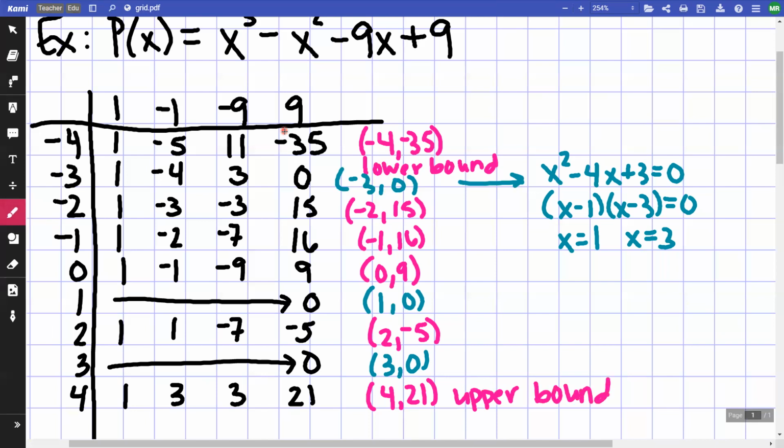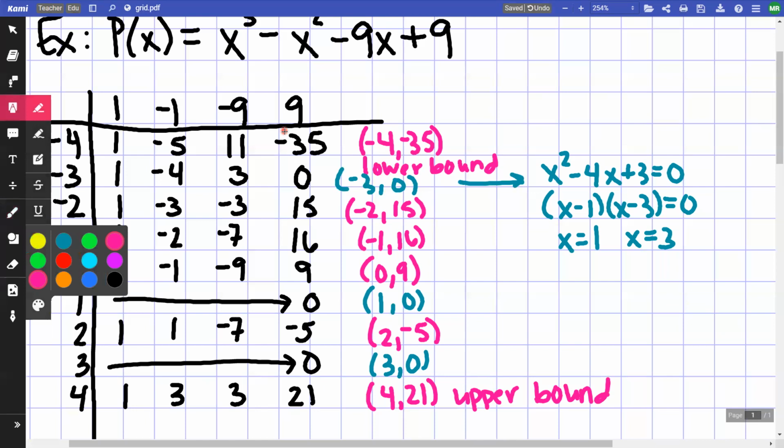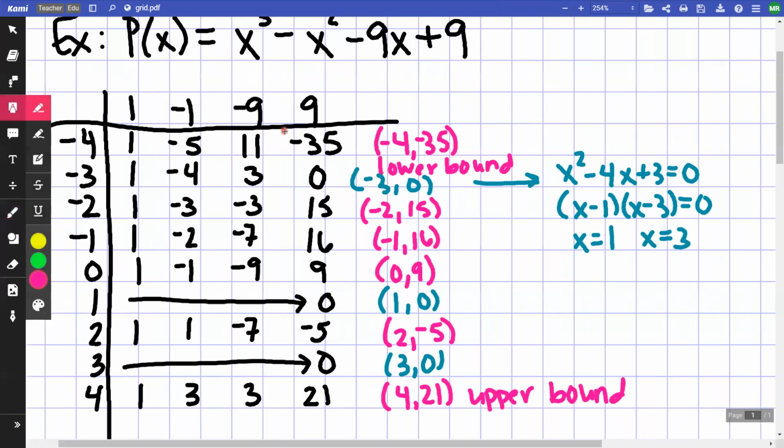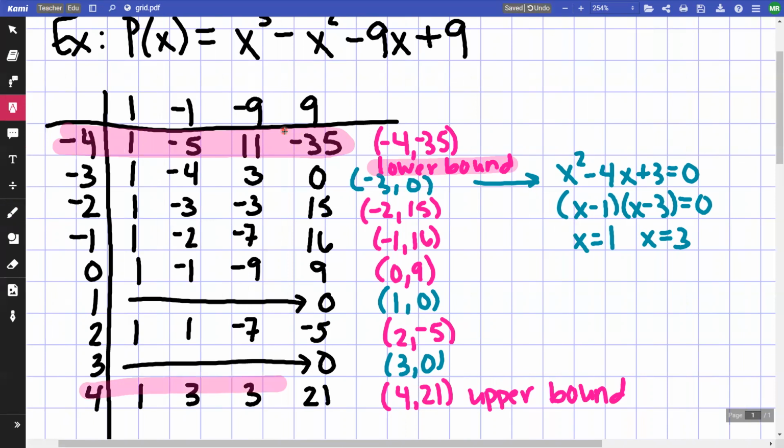And again, when I'm looking at both of these situations, I'm looking here at this -4, and when I do a negative and I get alternating signs, that's a lower bound. If I use a positive number and I get all positives back, that is an upper bound. Now, in this case, we already found them, so we already knew we weren't going to be getting any more zeros. But that's what's happening.